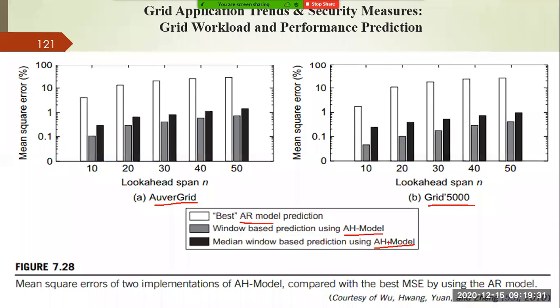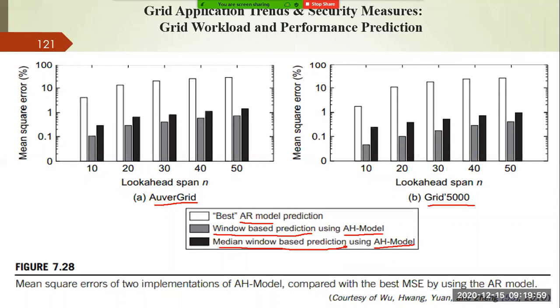In the AH model, they have considered two things. One is window based prediction. They have specified a window size, and based upon that, they are doing prediction. In computer networks also, if you remember the sliding window protocol, we also specify a window size. Another variant of the AH model, the adaptive prediction scheme, is median window based prediction. They have used a median window for prediction.